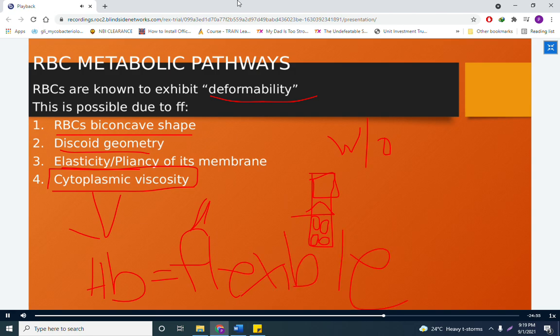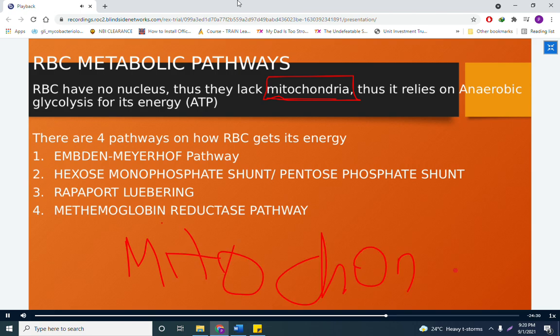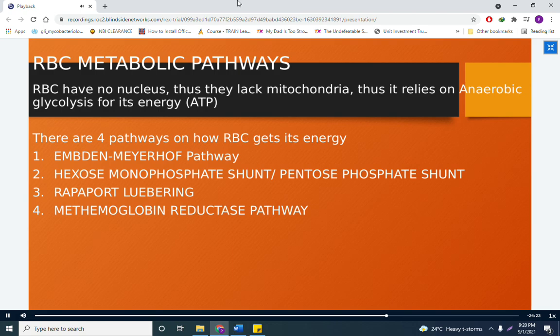Okay. Let's go now to the next. Now, class, your RBC has no nucleus. Thus, they lack mitochondria. Now, if you recall from your previous subjects, who can tell me what is the purpose of your mitochondria? What does the mitochondria do in the cell? Okay, it's the powerhouse of the cell. Now, since your RBC class has no nucleus.